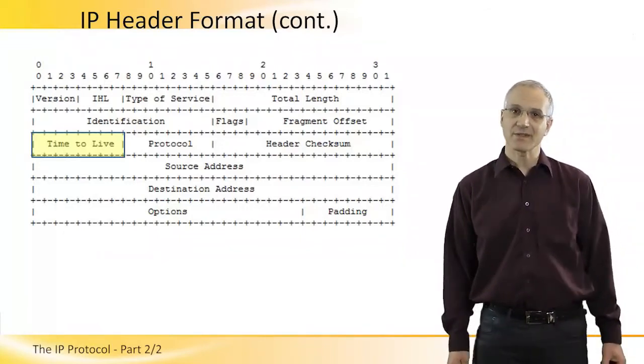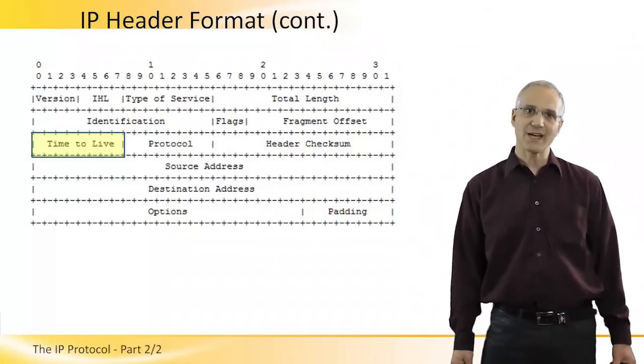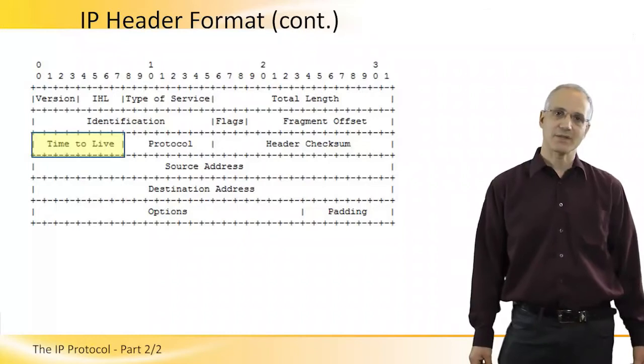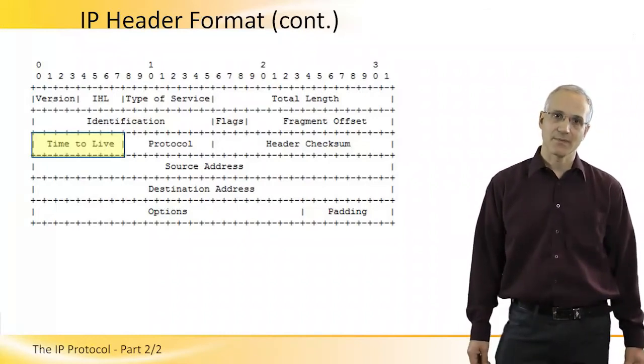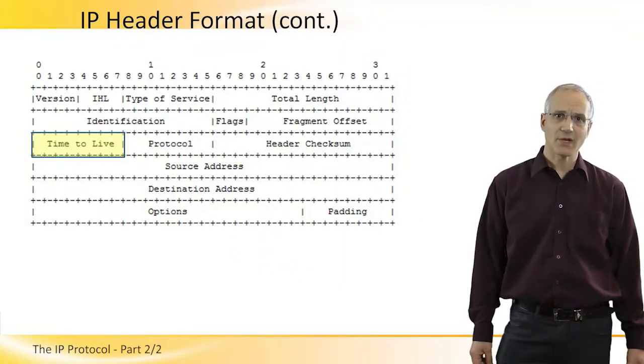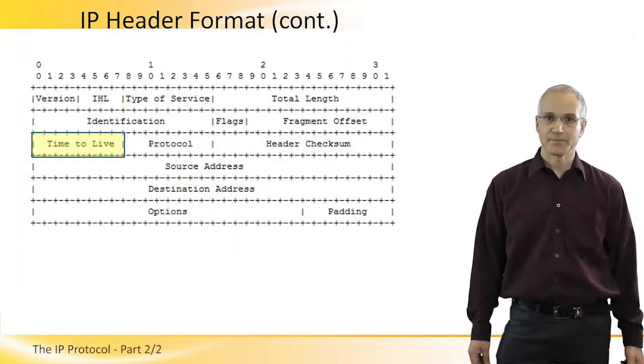For example, if you set the time to live field to 64, it's really unlikely that your packet is going to be traversing such a long route in the network. And what it really indicates, if it reaches 0, is that there's some problem with the routing. Maybe there's some routing loop. So the packet is dropped.